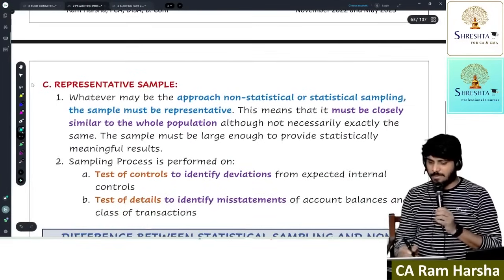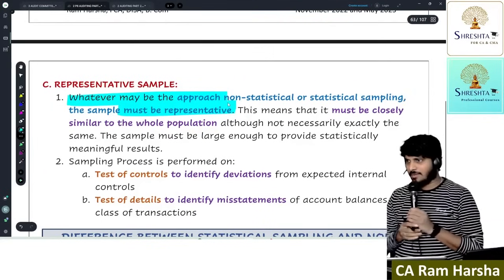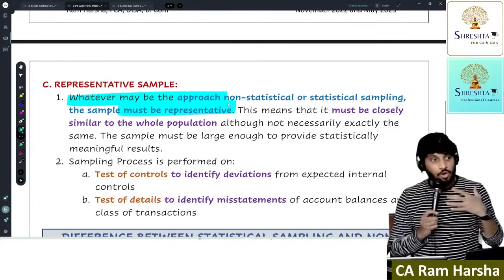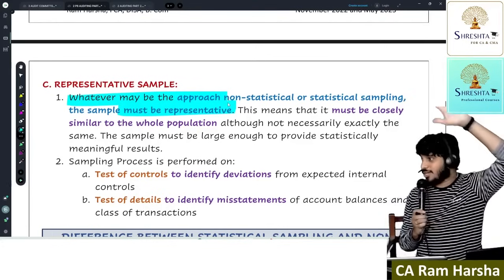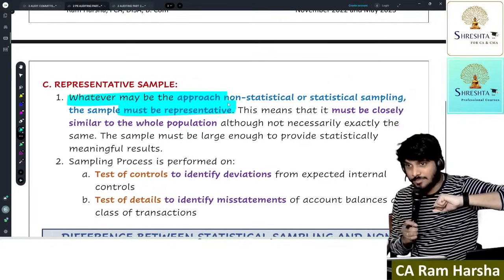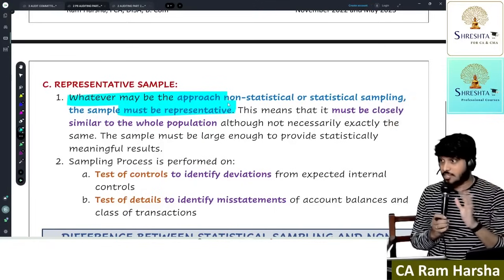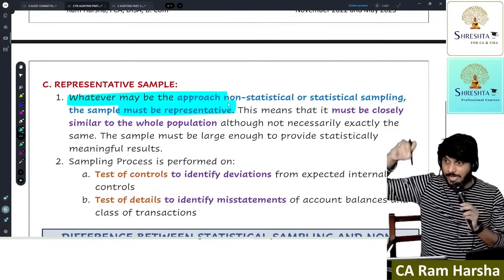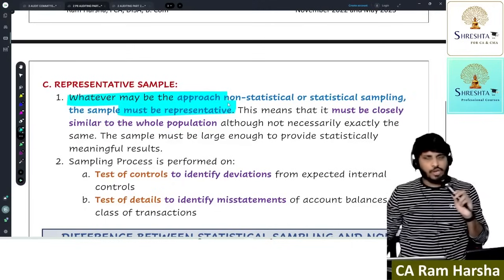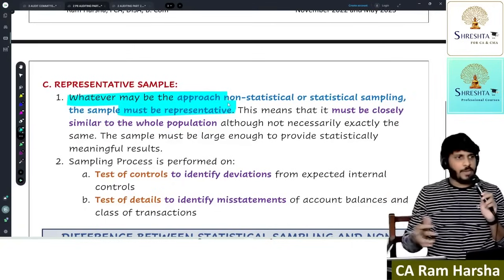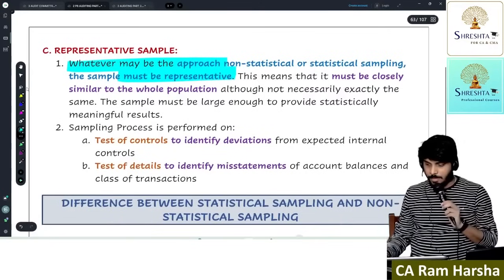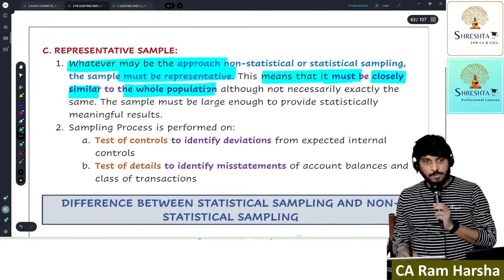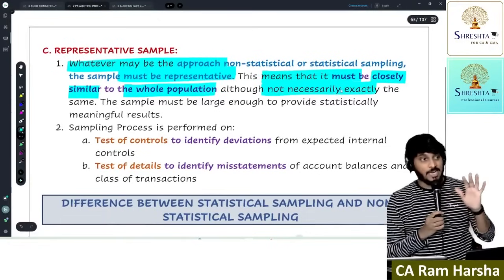Ultimately, what is the objective of sampling? Selecting a representative sample. When the sample is representing the population correctly, only then can I apply my decision on the sample to the population. Only if I select the sample correctly, which will have all the characteristics of the population, is my sample representative. So whatever approach you follow, the sample selection objective should be a representative sample. The sample characteristics must be close and similar to the whole population. Although not exactly the same, similarity should be there.